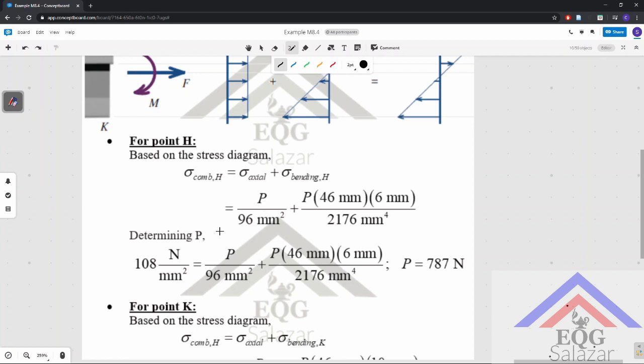Now we know that we have an allowable bending stress, which is 108 MPa, which is Newton per millimeter squared, for either compression or tension. So that is what we will be placing in here. Now this is essentially an equation in terms of P, so we can solve for P using this equation right here. So P based on point H is just basically 787 Newtons. So that's the allowable clamping force that we can exert on the clamp.